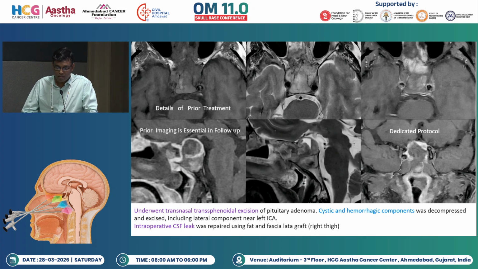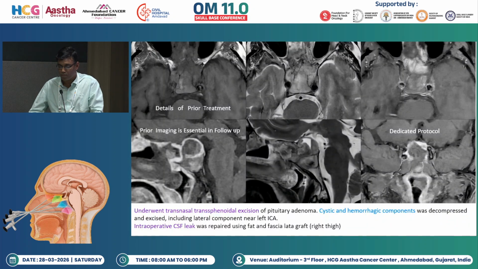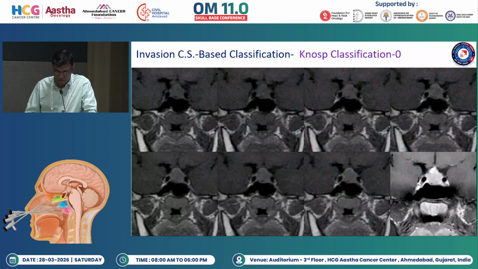That is the importance of knowing all the details: what treatment has been given, whether we have the prior imaging, which is very essential for follow-up, and whether we are using the same dedicated protocol that we used earlier. In this case, the cystic and hemorrhagic components were decompressed and excised. The disease was extending laterally into the left aspect, leaving a subtle residual disease. Otherwise, most of it is resected and just packing is there.